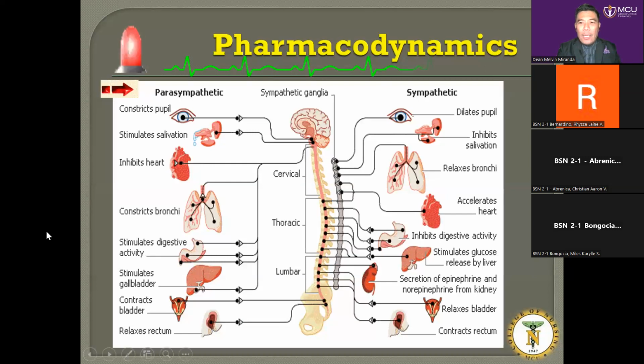Okay? So again, as what I have mentioned, we need to consider specifically the perspective of having the mastery of the parasympathetic and sympathetic nervous system. To continue, this could be your reference on how you will further have classification of drugs.